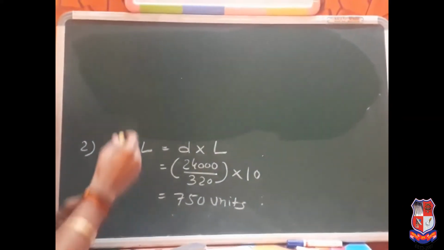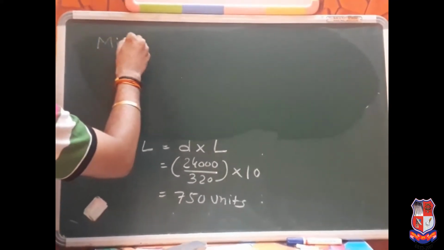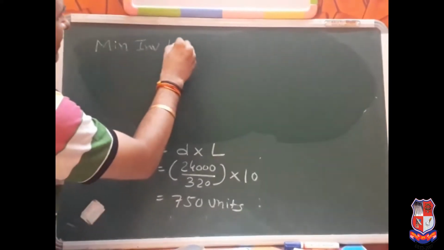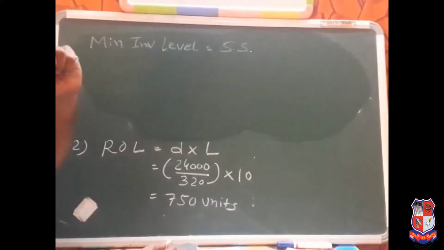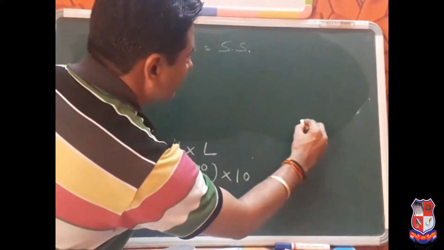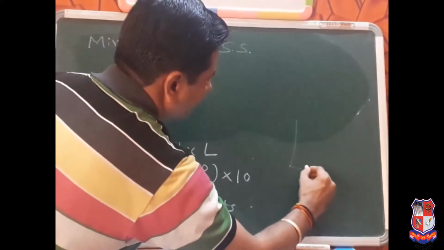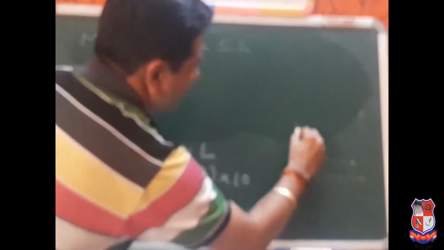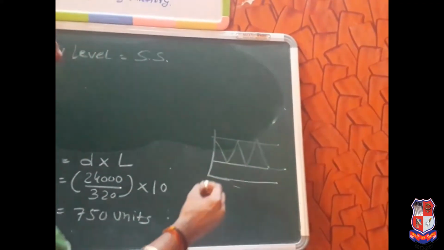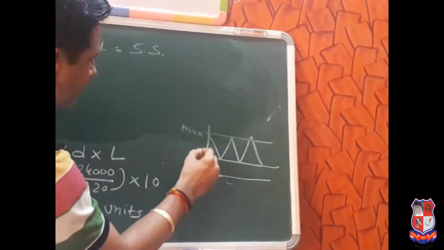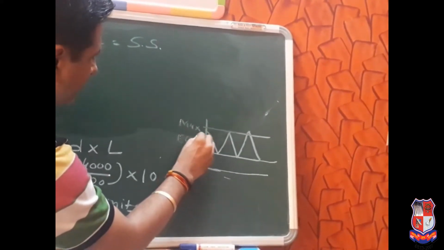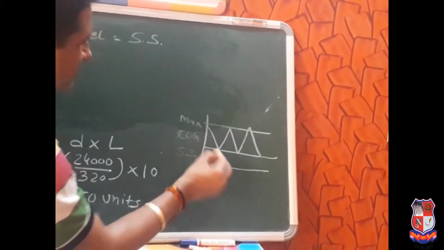Minimum inventory can be calculated. So the minimum inventory level is equal to safety stocks. Now see, to find out this minimum inventory level, we have to refer to this particular graph. So friends, this is your maximum inventory, this is your EOQ level, and this is your safety stocks.